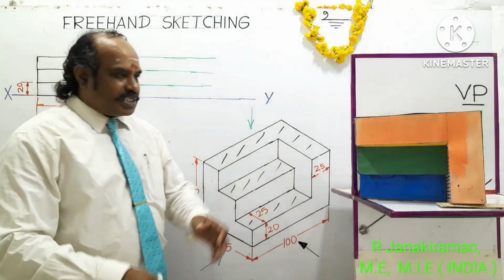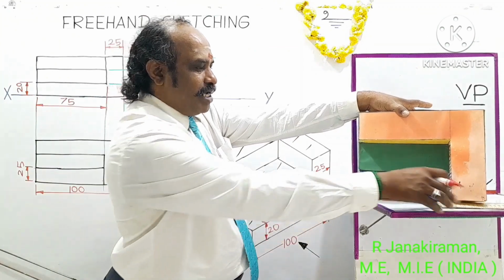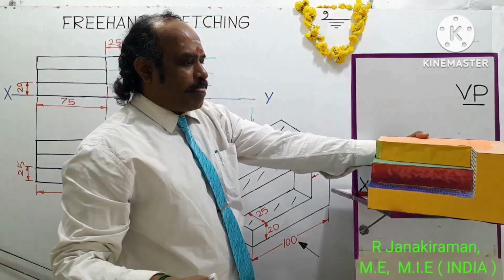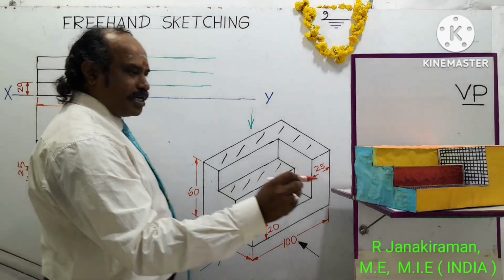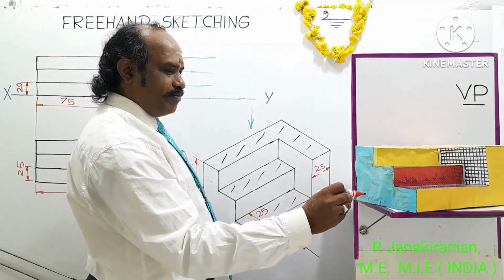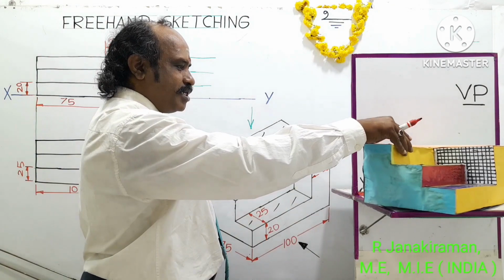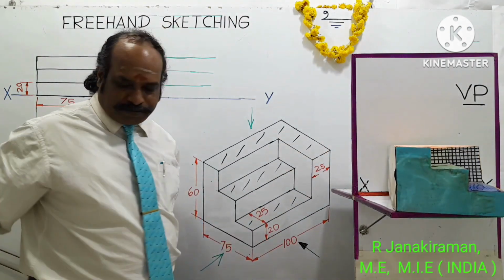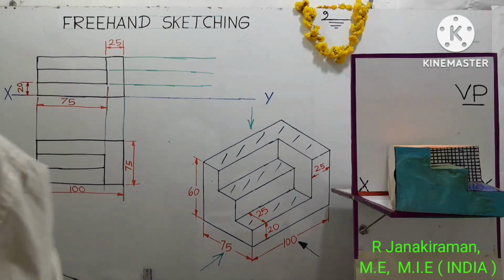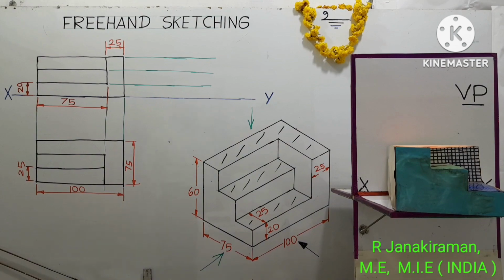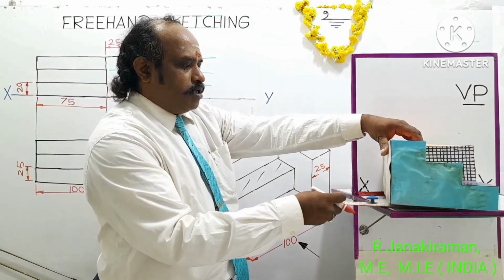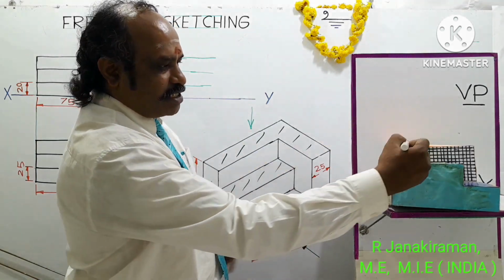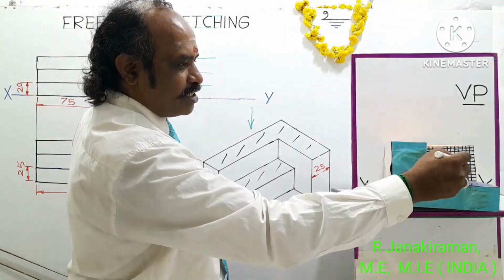Next we go for left side view. Earlier the object was placed like this. So for this arrow direction, this is the left side view. This corresponds to the direction of left side view. So I turn the object so that you can see the side view. It will show you the breadth of the object and the height of the object. You can see this is step 1 height, step 2 height, step 3 height.